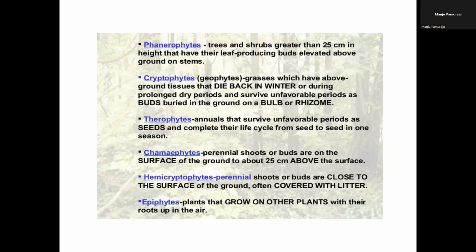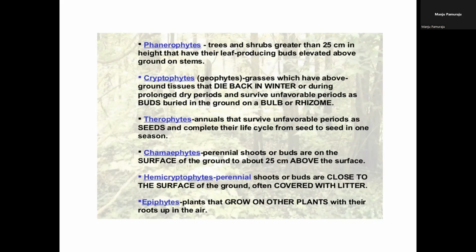So phanerophytes means trees and... okay, my dear friends and my dear students, Madam has explained excellently. This Raunkier classification is one of the most important areas. Without this topic, there is no ecology and biodiversity. So my dear friends, listen carefully. Raunkier's classification, among the categories, is most important. Madam, please continue.